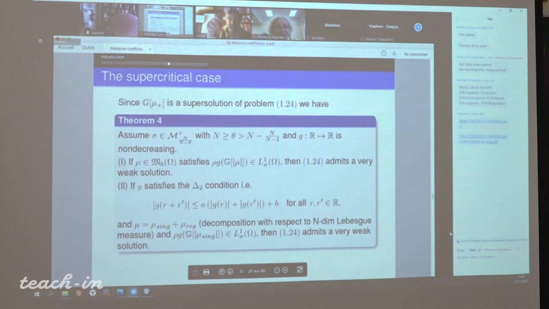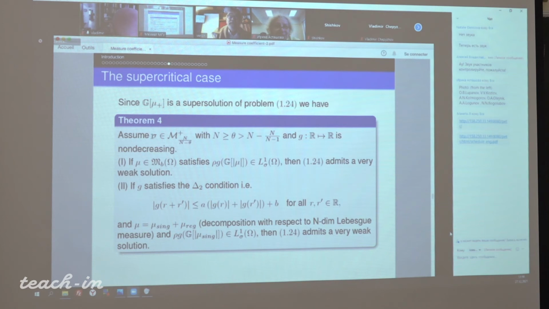Now I want to speak a little about the supercritical case. First, we notice that G of mu plus is a supersolution. We assume, for example, that G is absorbing, that is, G is positive on 0 to plus infinity and negative on minus infinity to 0. Okay, this is for simplicity.